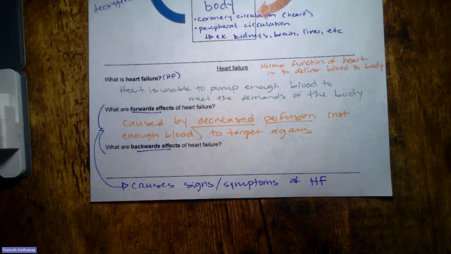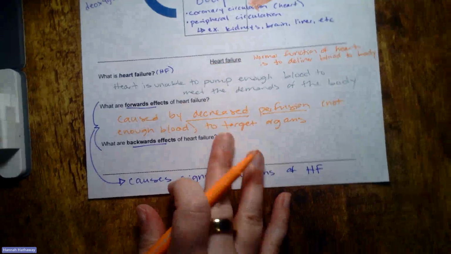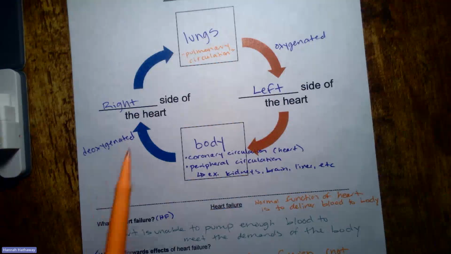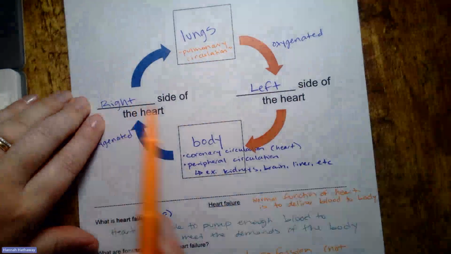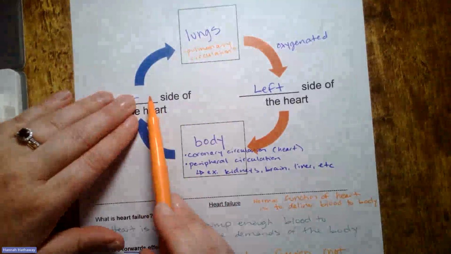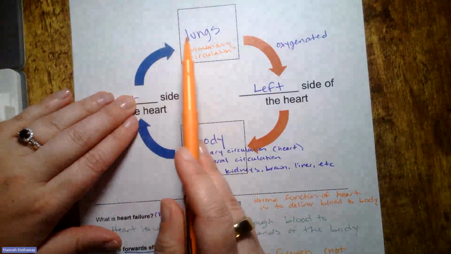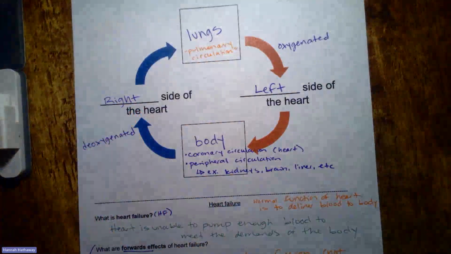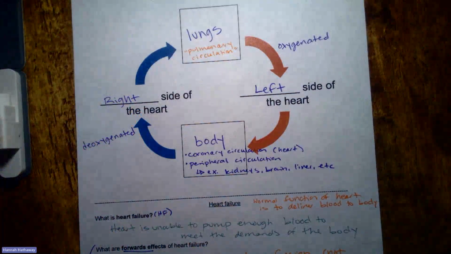Okay. What about backwards effects? What the heck does that mean, right? So let's go ahead and look back at our flow of blood through the circulation again. So if the right side of the heart fails, just to use an example, I think it's understandable that if this right side of the heart isn't working, it's not going to be able to pump enough blood to the lungs, right? That's forward effects. But it's not like your body has less blood. There's still the same amount of blood in your body.